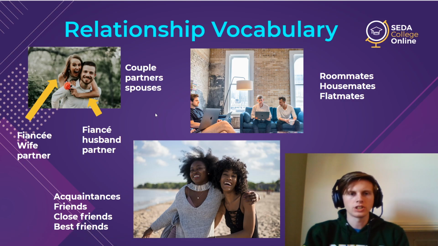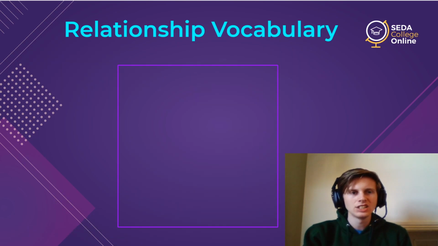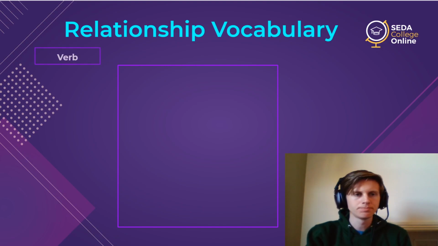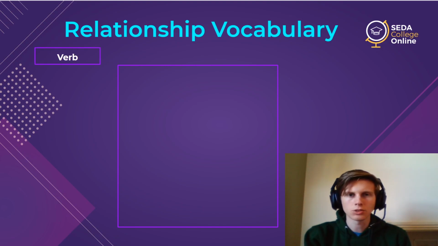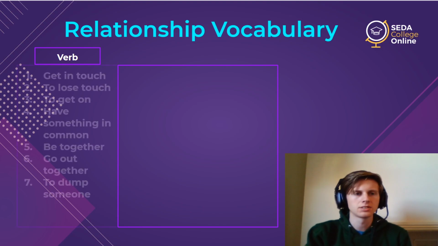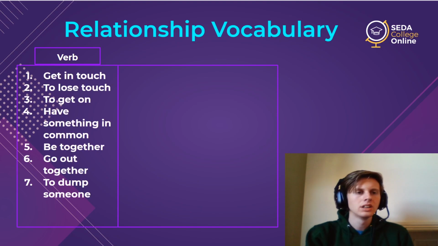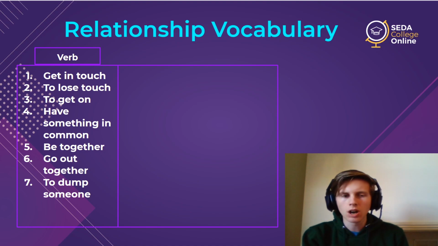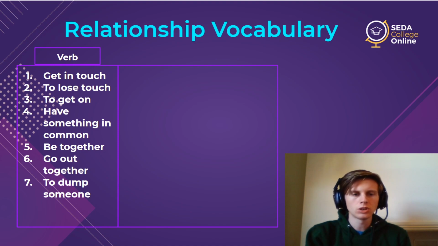No consideration there. Okay, so now I have some verbs. I'm just going to talk about these quickly. These are some relationship expressions that are very common, like phrasal verbs and other things. So I've got 7 here. To get in touch, to lose touch, to get on, to have something in common, to be together, to go out together, and to dump someone.